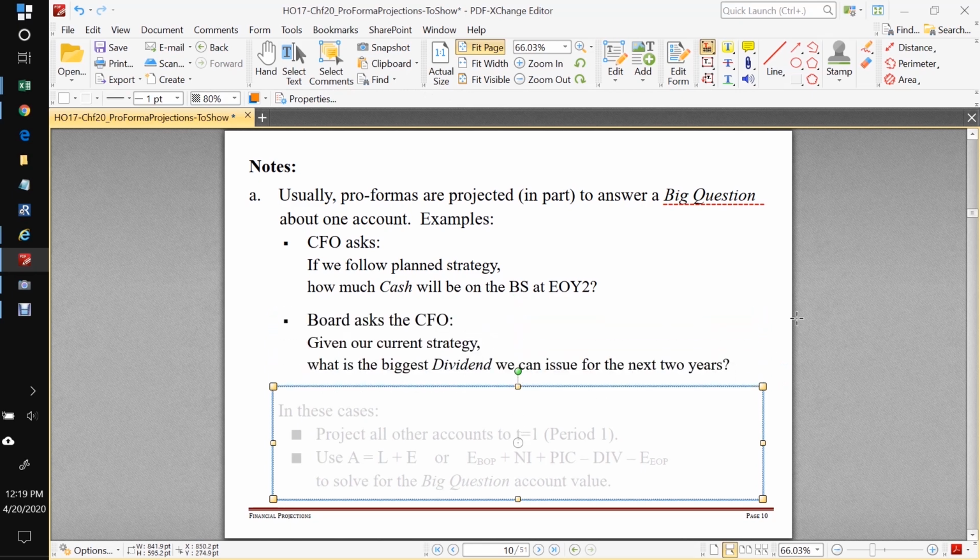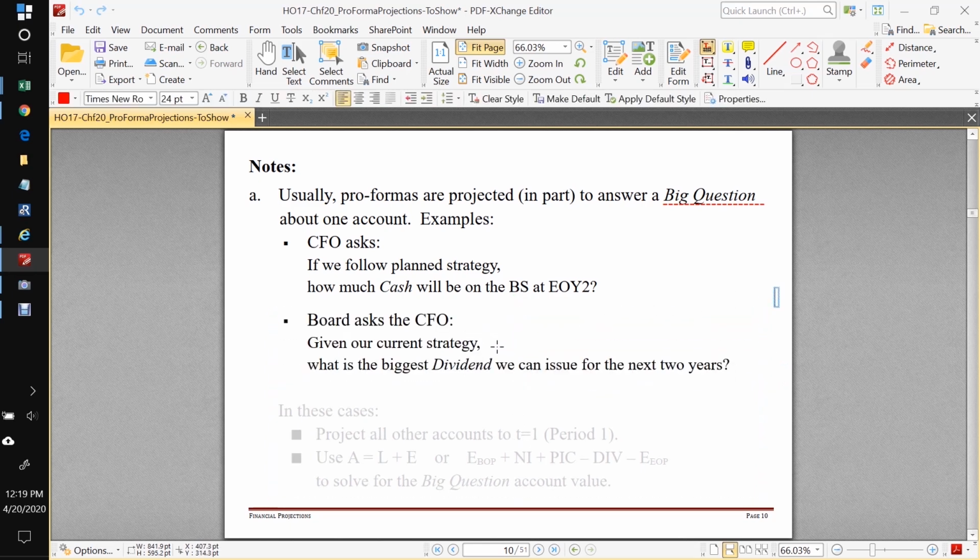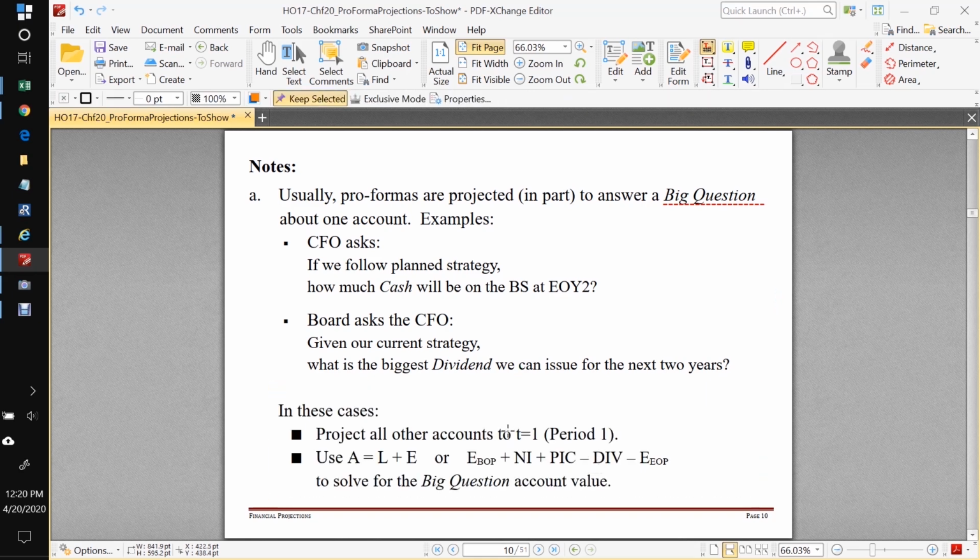Another example of a big question is the board could say to the CFO, given our current strategy, what's the biggest dividend we can issue for the next 2 years? So the big question would be, what's the size of the dividend the company can issue for the next 2 years? In all these cases, we're going to project all the other accounts. So we would project everything but cash here, we'd project everything but dividends here, and then we're going to use one of these two accounting equalities to help us solve for that one missing piece, that one big question account value.